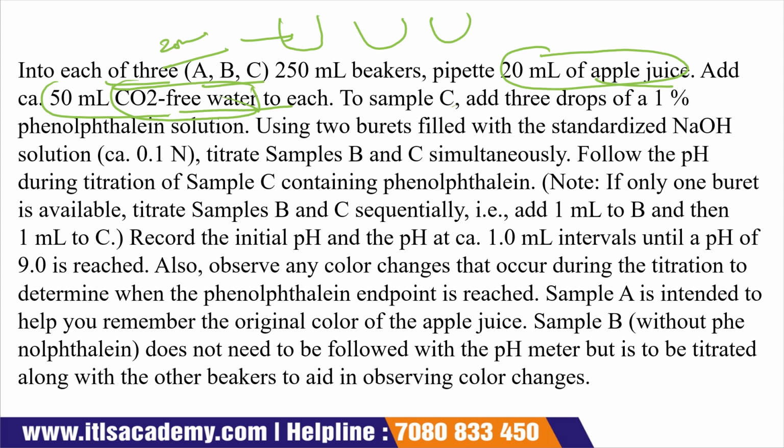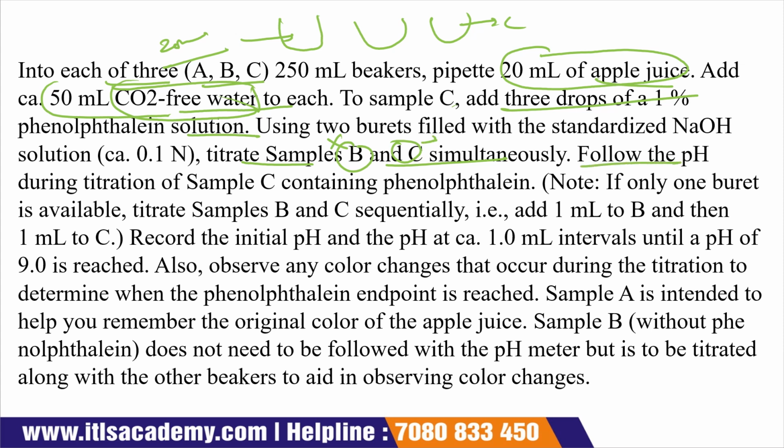Now in sample C we add 3 drops of 1% phenolphthalein solution, and then we have to fill the NaOH into a burette and titrate sample B and sample C. A will not be titrated because we have to take a pH of A. Okay, so A should be in its original color. Here we only titrate sample B and C, and in sample B we are not adding the phenolphthalein, but in sample C we are adding.